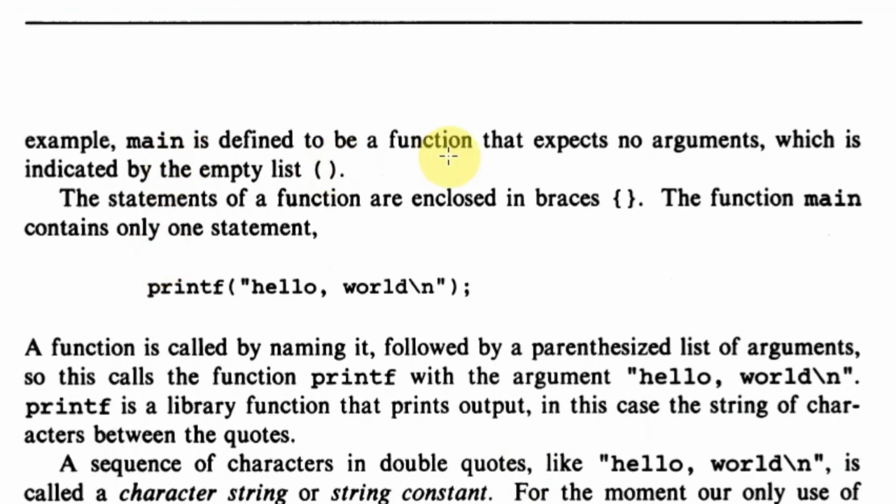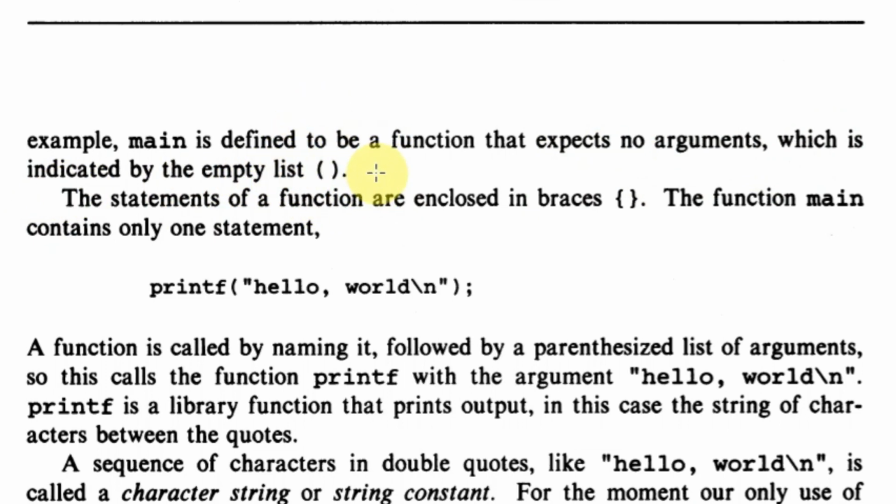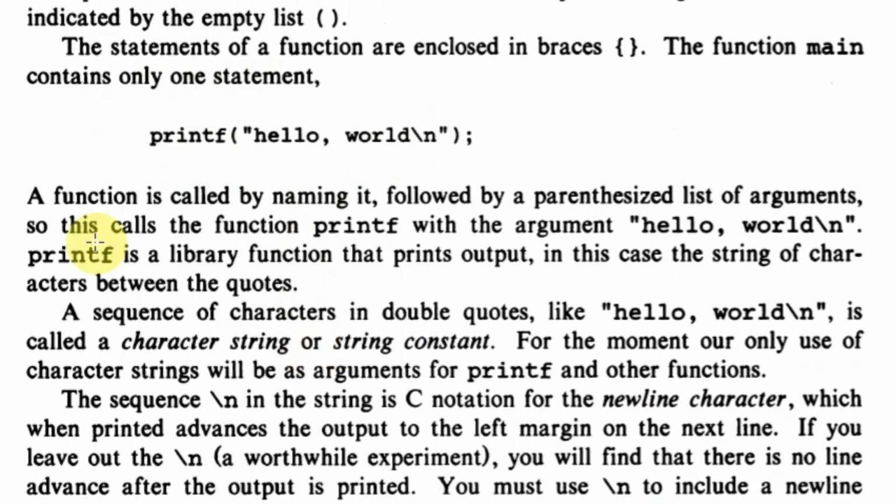So I just read that the main function expects no arguments because it is indicated by an empty list right here with these open and closed parentheses with nothing in between them. The statements of a function are enclosed in braces, which we just mentioned here. Our statement is printf. The function main contains only one statement, printf, hello world. A function is called by naming it, so we've named it by using that printf word, followed by a parenthesized list of arguments. So this calls the function printf with the argument hello world \n.